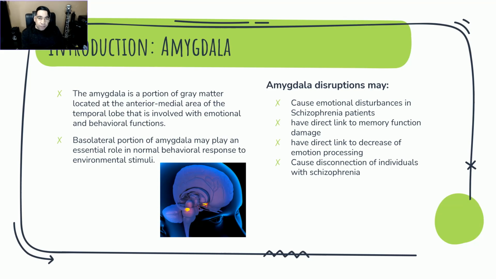One of the main areas that's damaged with schizophrenia is the amygdala. The amygdala is a portion of gray matter located at the anterior medial area of the temporal lobe that is involved with emotional and behavioral functions. The basolateral portion of the amygdala may play an essential role in normal behavioral response to environmental stimuli. Amygdala disruptions may cause emotional disturbances in schizophrenia patients, have a direct link to memory function damage, and have a direct link to decreased emotional processing and various disconnection from individuals.